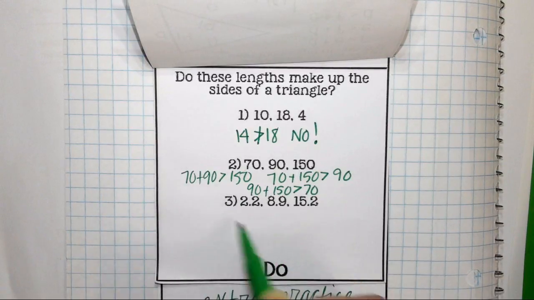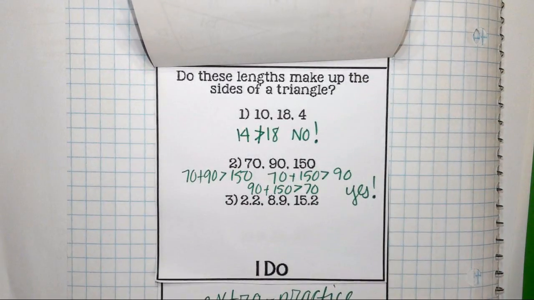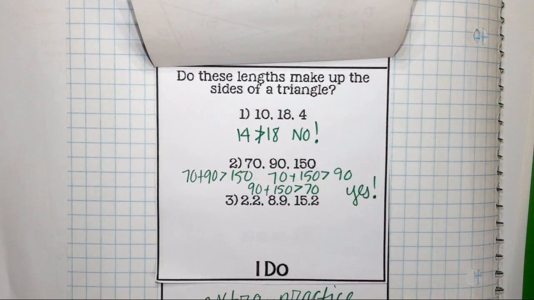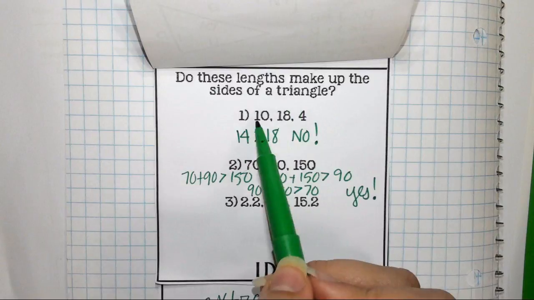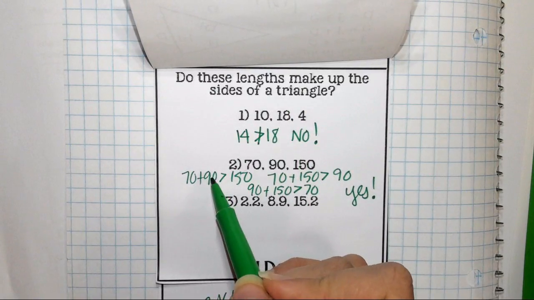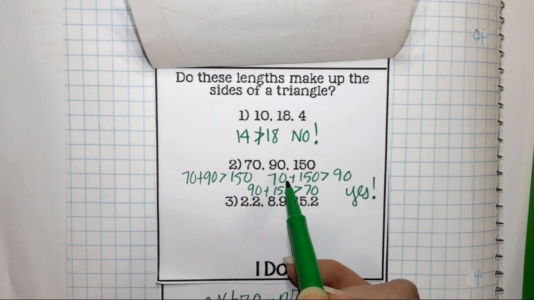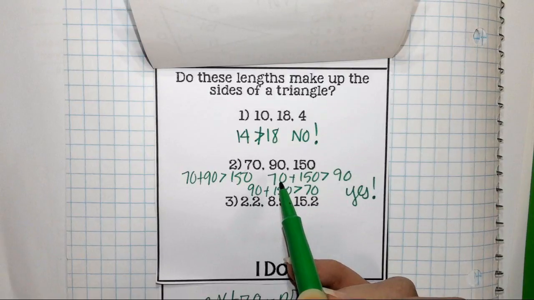So, are all of these true statements? So this is a triangle. Did you have to do all those? Yes, because if you have one that disproves it, then it's not a triangle. So you want to check all of them. The reason that we only did one here was because it was automatically a no. But since we started with 70 plus 90, and that gave us 160, that's bigger than 150, so we move to the next one. Because we have to make sure that none of them disprove our theory. Okay?